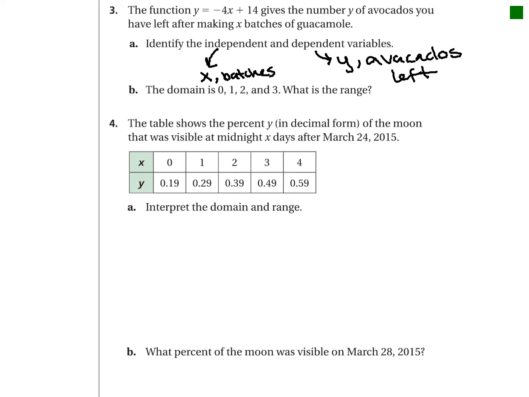For this problem, we have 0, 1, 2, and 3 as the domain, and that would be 0, 1, 2, or 3 batches. And let's use the equation to find the range. When the domain is 0, the range is 14. When the domain is 1, the range is 10. When it's 2, the range is 6. And when it's 3, the range is 2. In each case here, we just plugged in that independent variable x to find out what y is.